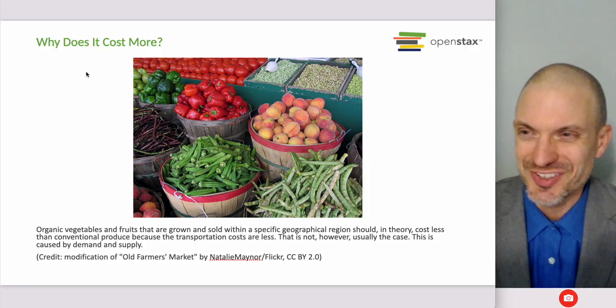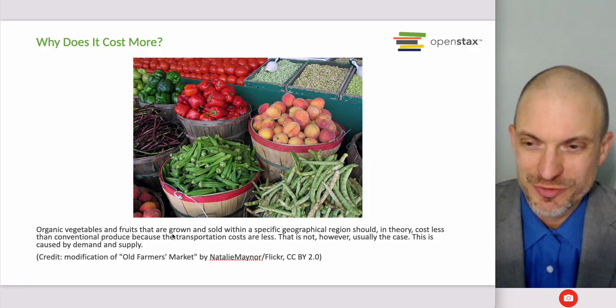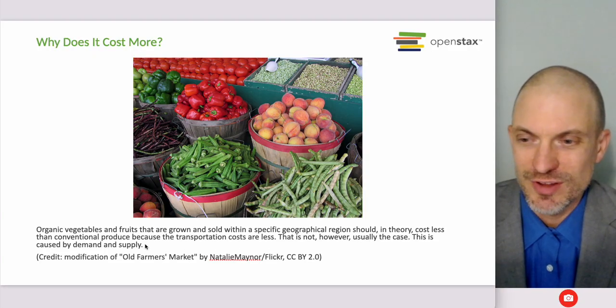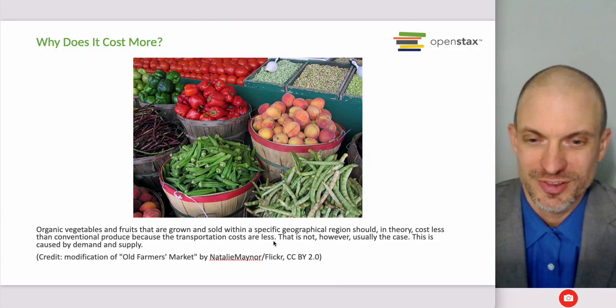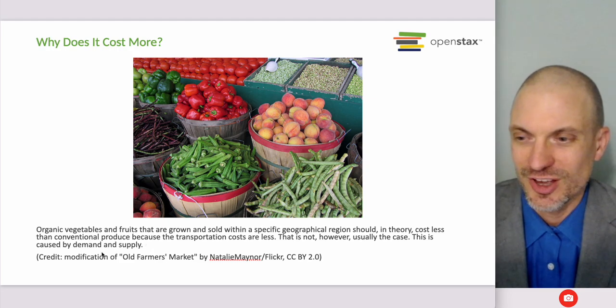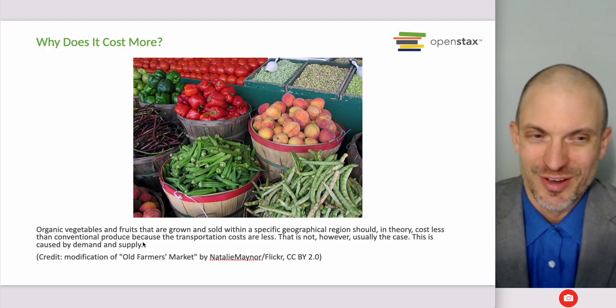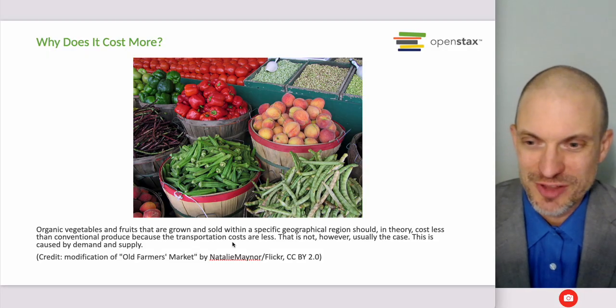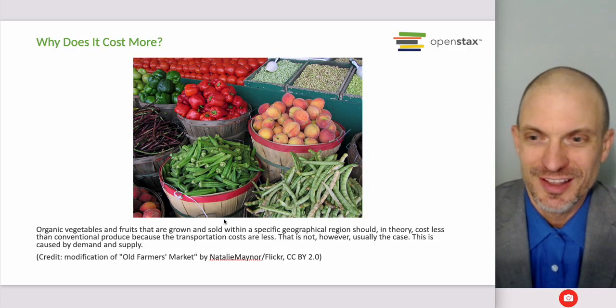Okay. Why does it cost more? Organic vegetables and fruits are often grown and sold within a specific geographic region. It should, in theory, cost less than conventional produce because the transportation costs are less. That's not, however, the case. This is caused by demand and supply. Well, okay. Maybe because of lower transaction costs or transportation costs, you might think it would cost less.